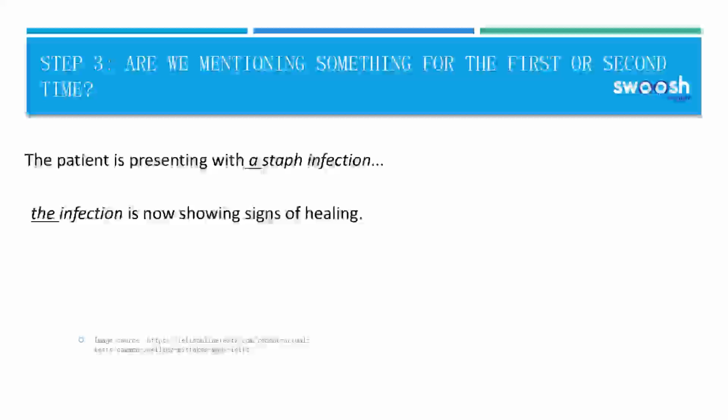1 infection, 2 infections. However, later on, you can see that in the letter that we're imagining is mentioned the infection. It now says the infection is now showing signs of healing. The reason we're using the in this case is because it's the second time the infection is being referred to. This is a key distinction between a and the.